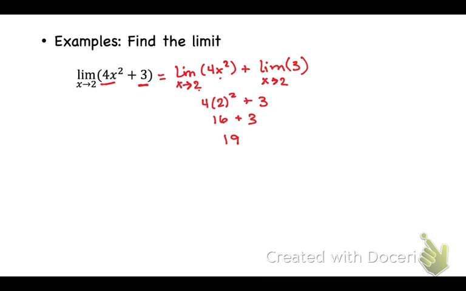Now, Riley goes, why can't I just plug in the 2? Can you? So 4 times 2 squared plus 3. 16 plus 3 is 19. Okay, we have the limit of b equals b, and the limit of x equals c.